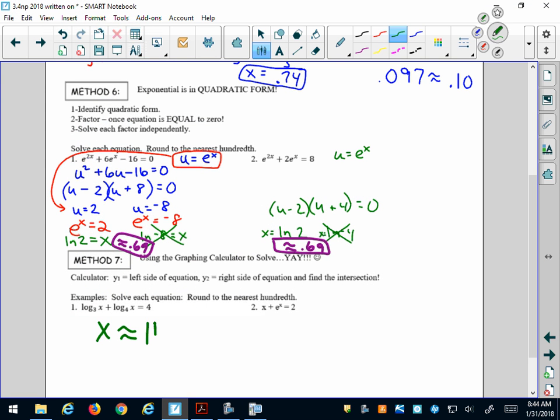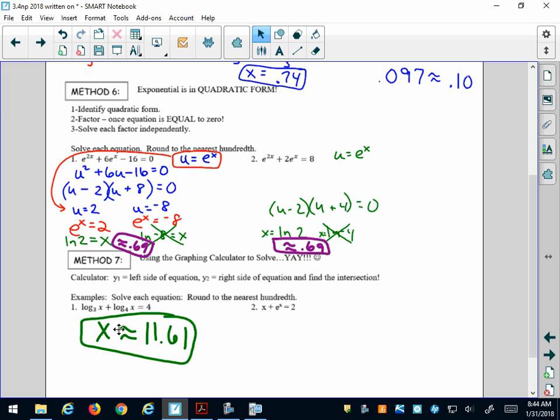Approximately equal to 11.61. Now, why was this not only a good option, but a necessary option for this particular problem? Because one's a base 3 and one's a base 4, and we don't really know how to handle that, right? And over here, we've got an x as a term, and then we have an x as a variable, and we don't really know how to handle that either. So that's why these are good calculator problems.